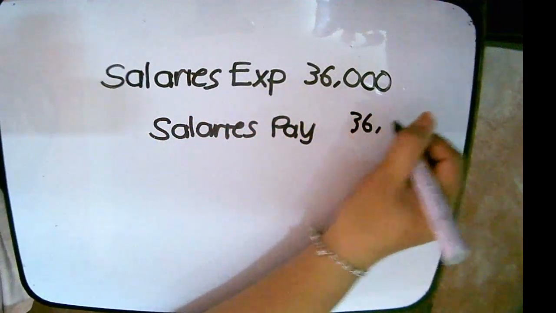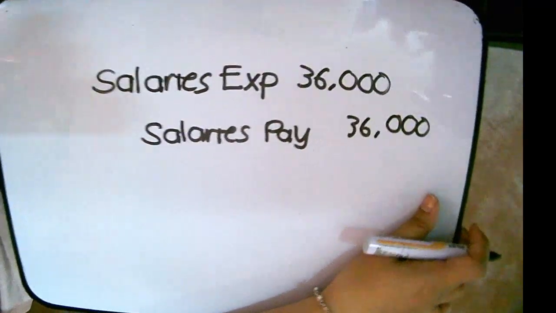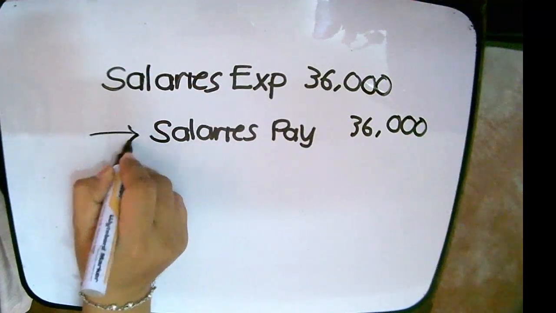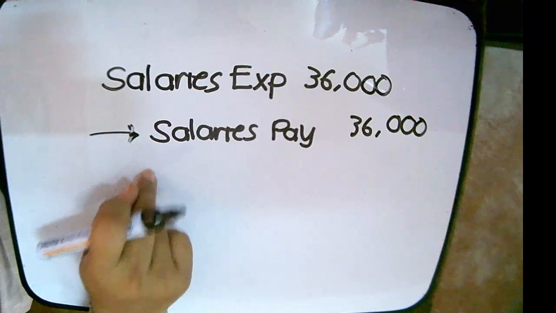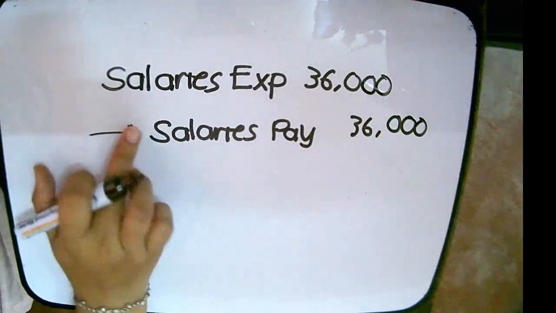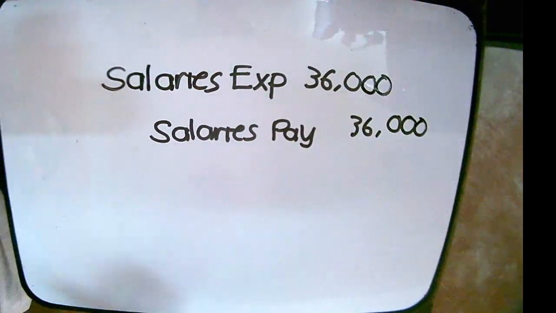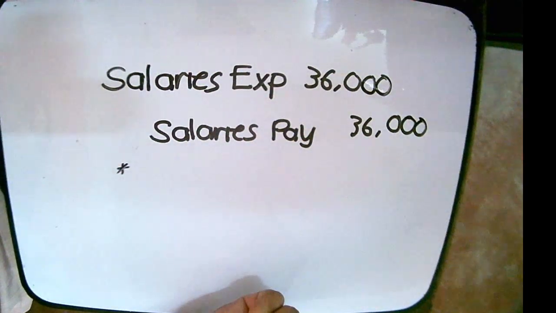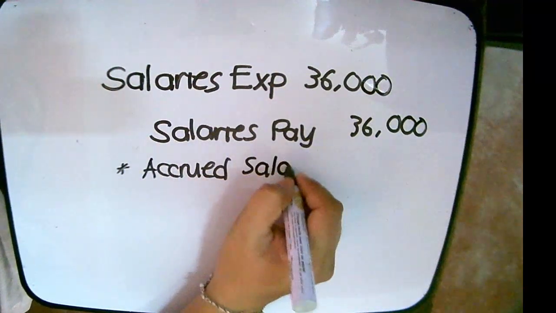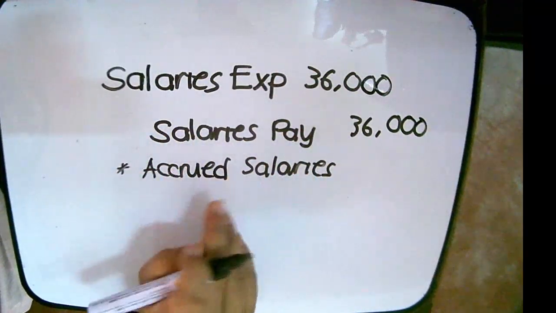Kapag nag-entry kayo, again, napansin ko sa removal quiz ng mga nag-answer ng journal entry, naka-straight pa din. Again, huwag kalimutan, dapat naka-indent yung ating credit side as well as the amount. Ito yung magiging entry natin for that example. Meron pa pala, take note, merong gumagamit ng accrued salaries. Kung ayaw nyong gumamit ng salaries payable, pwede accrued salaries.